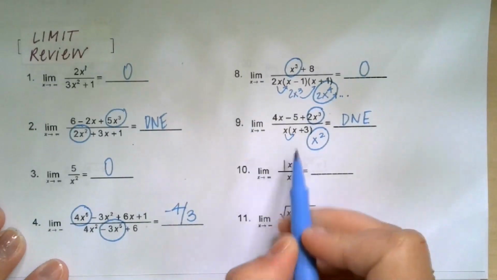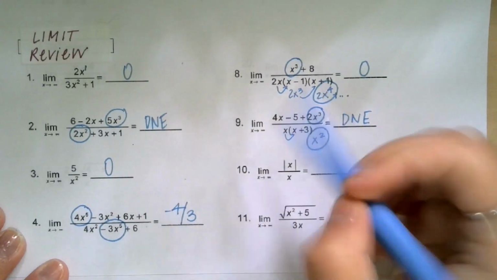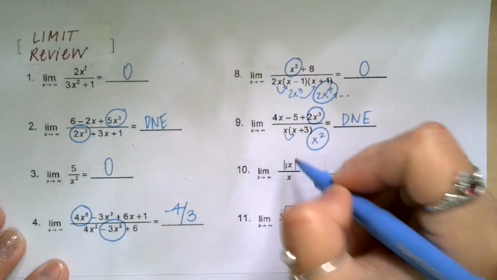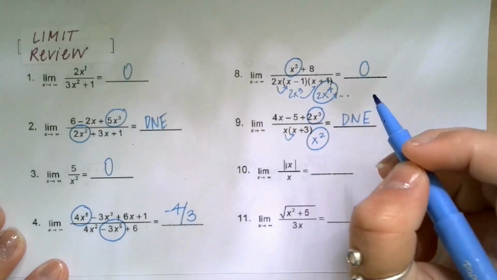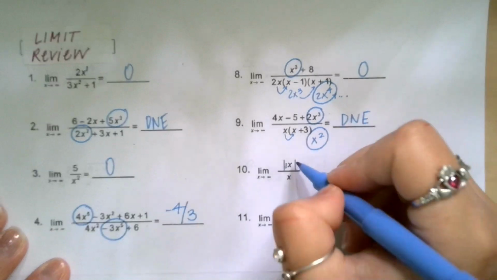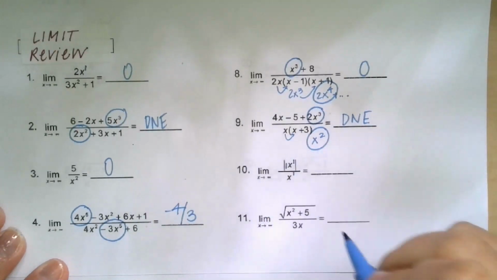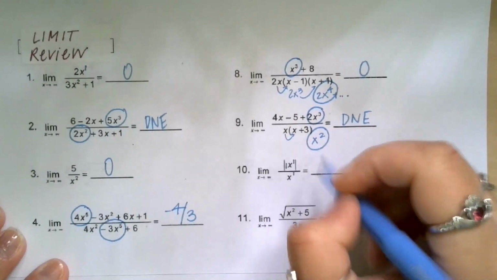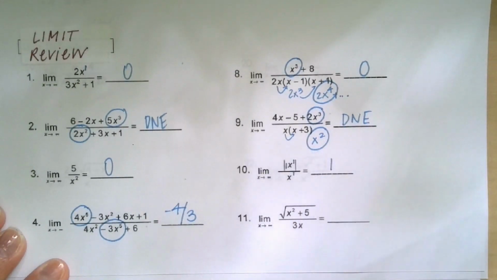Okay. This one looks a little tricky, but I promise it's not. The coefficient in front of every x is just 1, right? And since it's in the absolute value, that's just telling us it's guaranteed to be a positive 1, right? So we can go ahead and compare our degrees. They're both going to be 1. So we just do leading coefficient on top of leading coefficient. So it's just 1. That's going to be our limit.